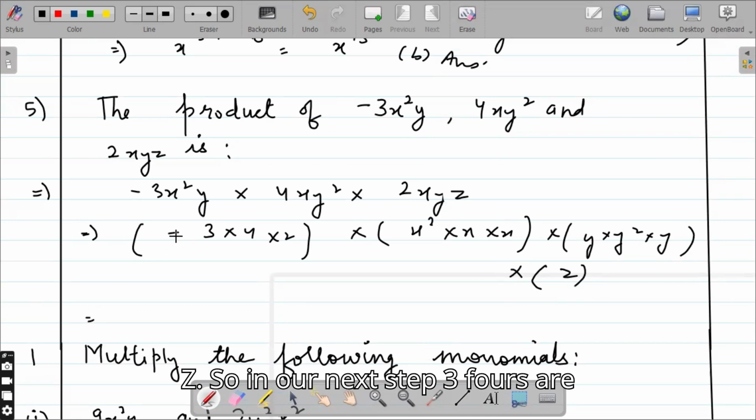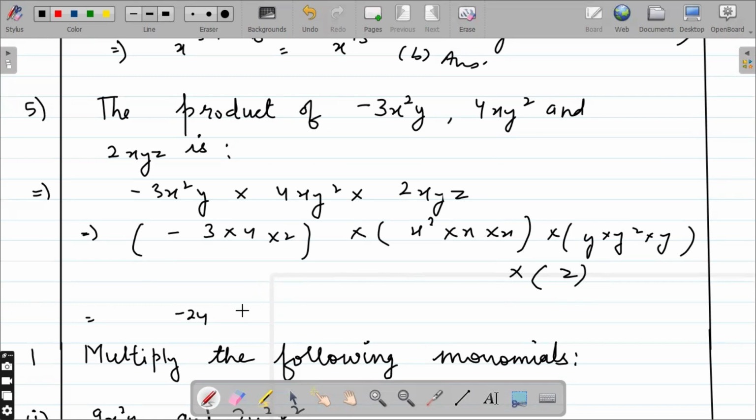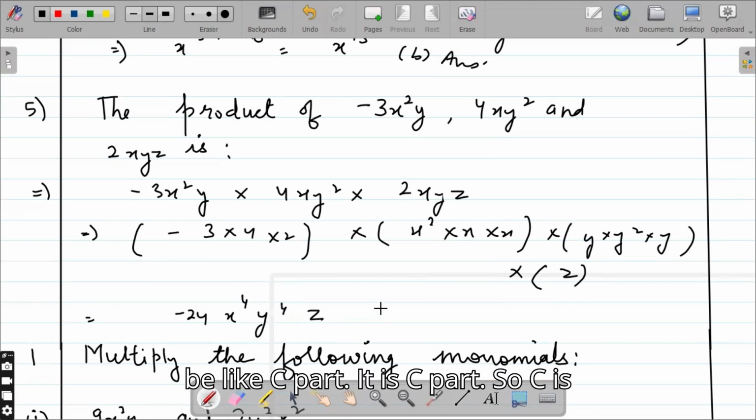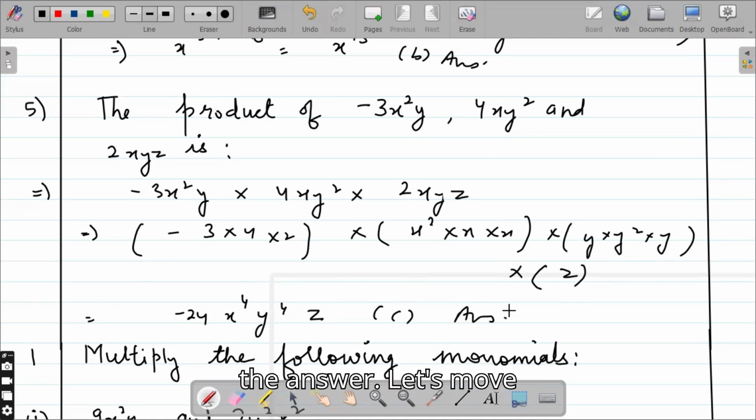So in our next step, 3 4s are 12, into 2 is 24, with a minus sign. It will become x raised to the power 4, y raised to the power 4, and z. So it will be like C part. It is C part. So C is the answer.